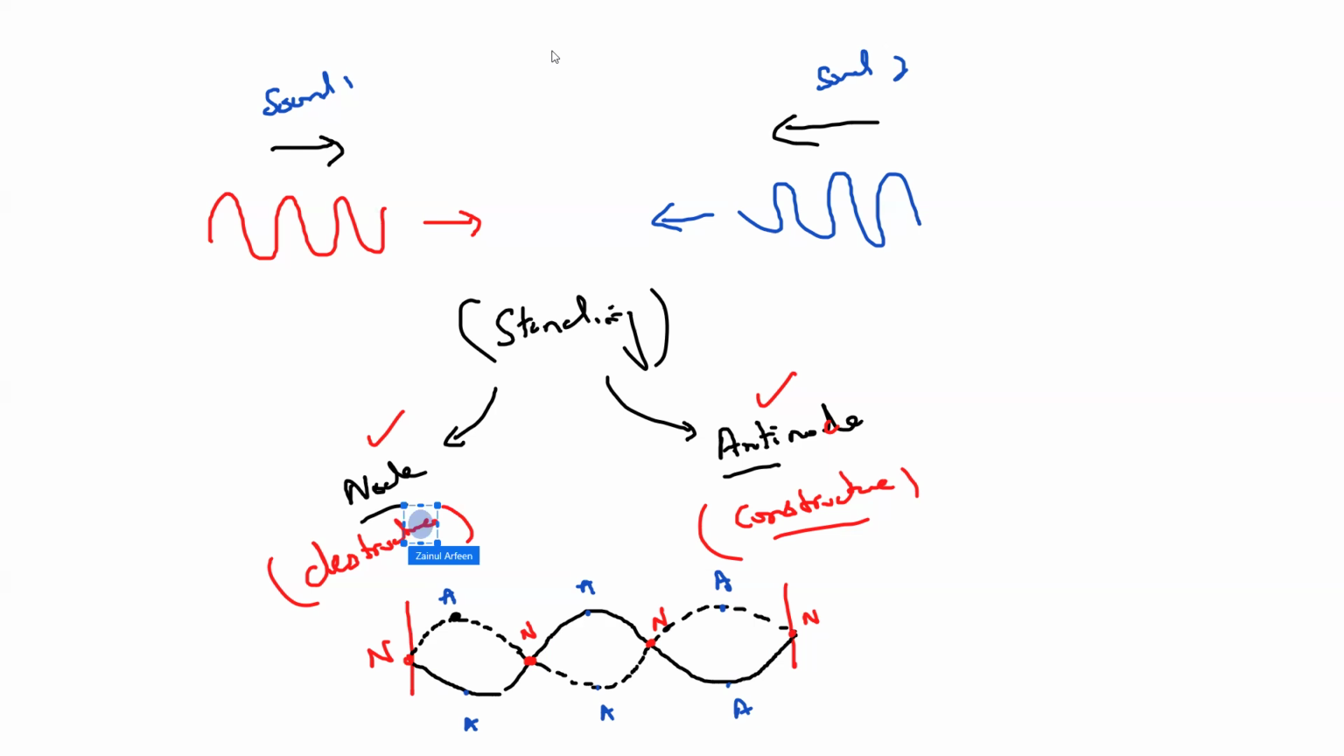Same thing if it was a light wave. If it was a combination of two light waves, the node will be dark, then it will be bright. Then you will have dark, bright, dark, bright, and dark. So dark here means the two waves cancel out each other, and bright means the two waves increase the effect of each other. So whenever two progressive waves, moving waves, moving in opposite directions combine, it will give rise to a new type of wave we call a standing wave.